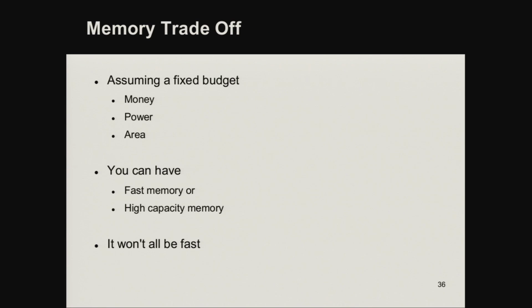So there's a memory trade-off. There's some fixed budget when you're getting memory. Typically your constraints are how much money you're willing to spend on the server that you're buying, how much power it's able to draw, and also how much area on the chip you're willing to take up. These are the three dominant constraints. Given these budget factors, you have two choices. You can have fast memory or you can have high capacity memory, but you can't have all of it. So you're just kind of stuck with it. There's going to be some slow memory and there's going to be some big memory.